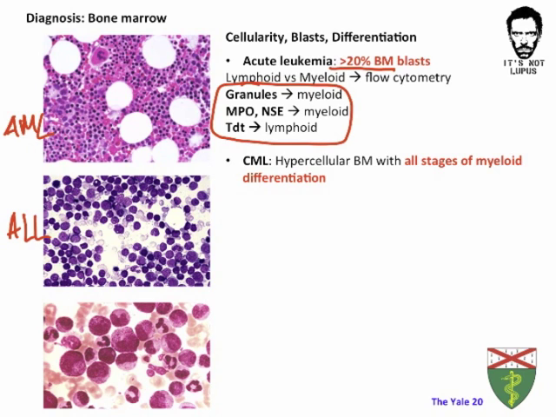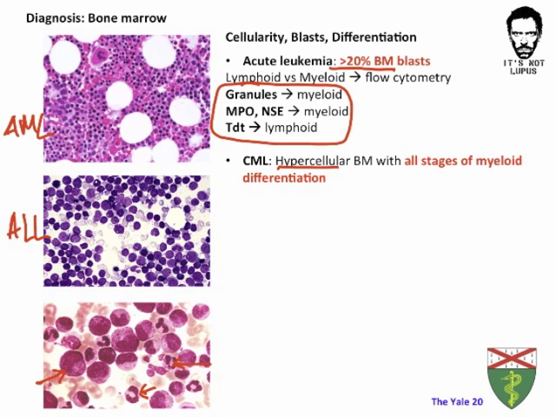CML. So CML doesn't have 20% of blasts in the bone marrow, otherwise it would be acute leukemia. But it is a hypercellular bone marrow, and it has all different kinds of stages of myeloid differentiation. So we do see blast cells that are having a huge nucleus and a high nuclear to cytoplasmic ratio, but we also see band cells and segmented neutrophils right here. So you see all kinds of different stages of the hematopoietic pathway in one single aspirate. That's classic of chronic myeloid leukemia.